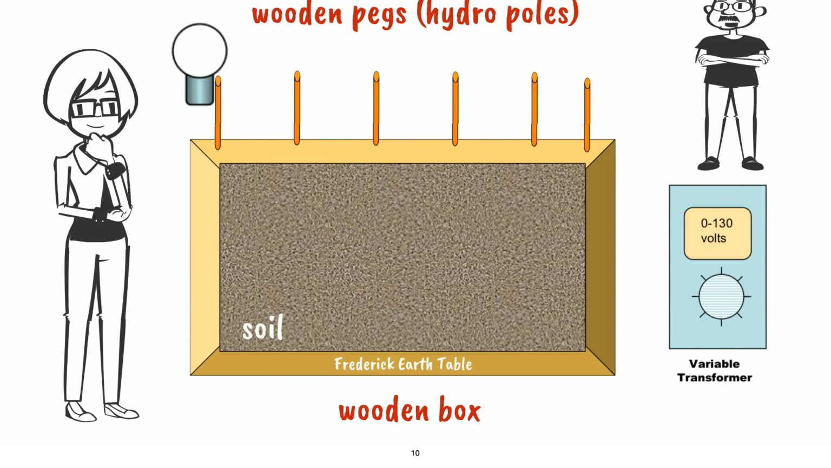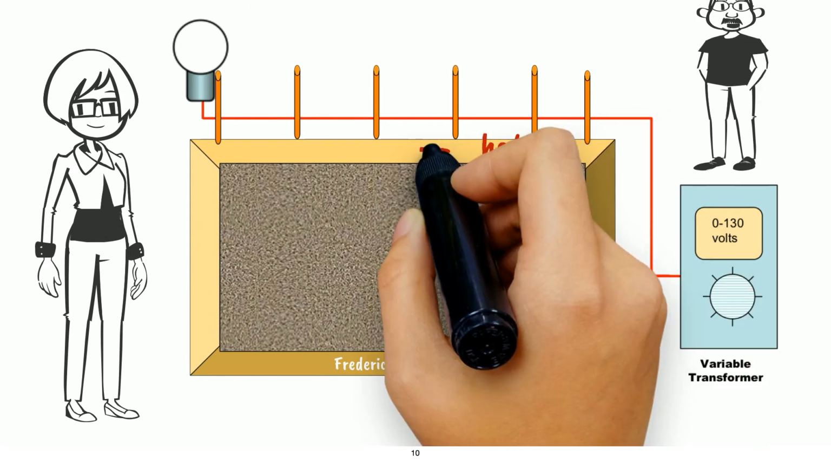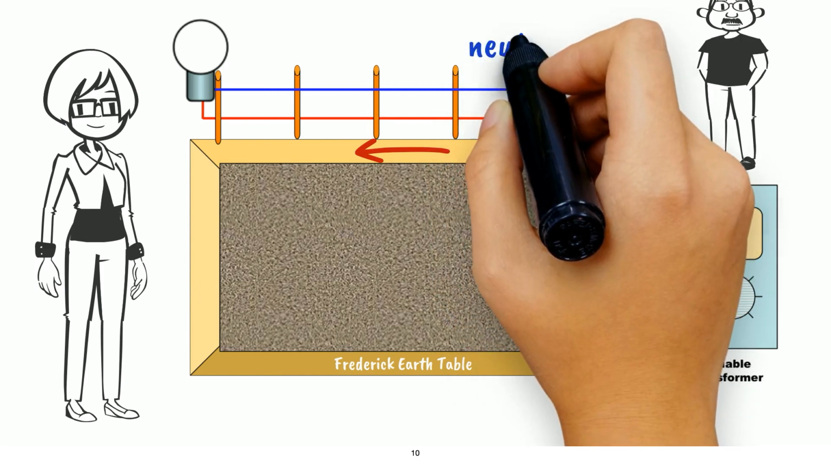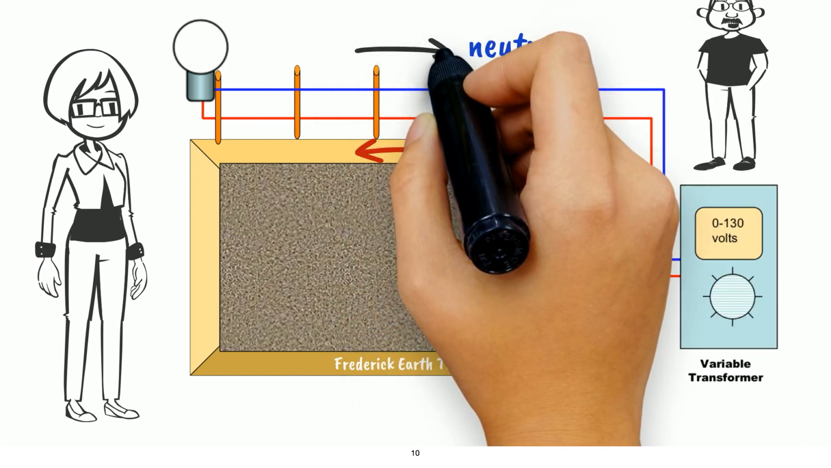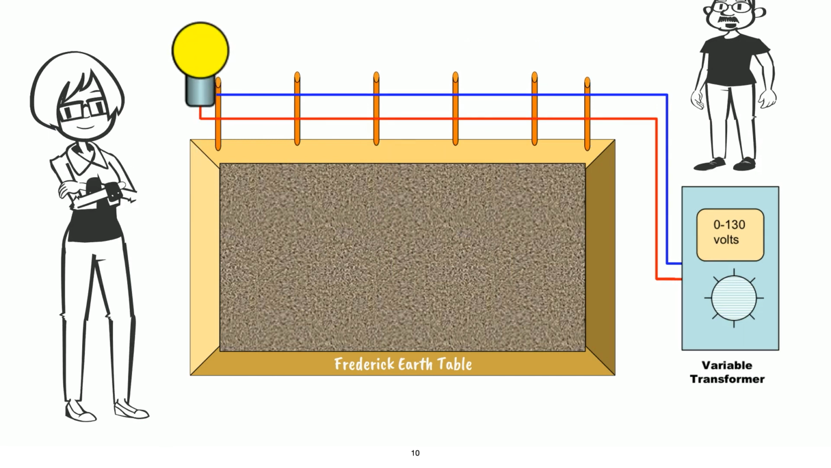Next I took a variable transformer that allows me to increase the voltage. I then connected an electrical wire to the transformer, and to the light bulb. The wire in red is the hot wire. The wire in blue is the neutral wire that completes the circuit. When I turn on the transformer, the light bulb glows.